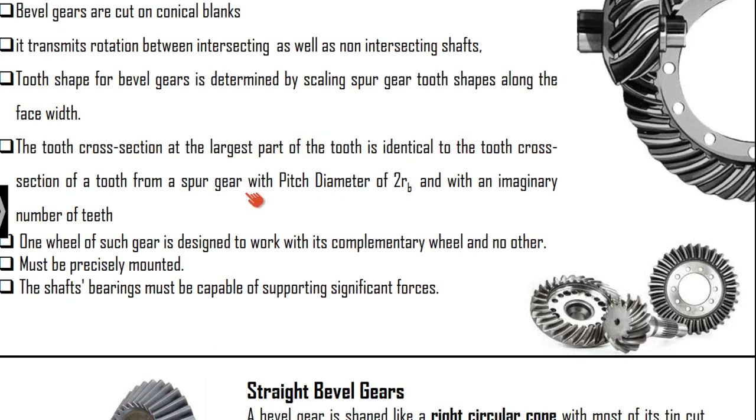and we are talking about this particular plane and with an imaginary number of teeth. That means, if we consider the tooth of a bevel gear, it very much resembles the spur gear at the pitch diameter of 2 RB and with an imaginary number of teeth. That means, here also we have to consider an equivalent spur gear with an imaginary number of teeth.